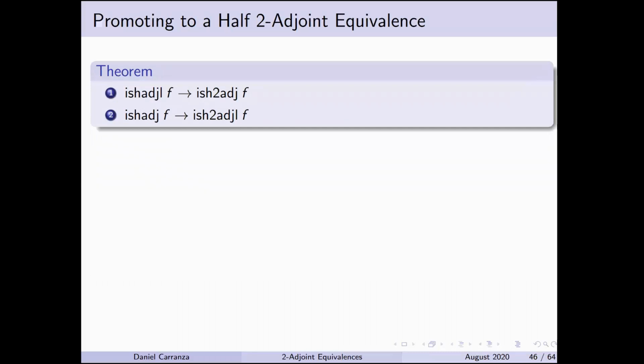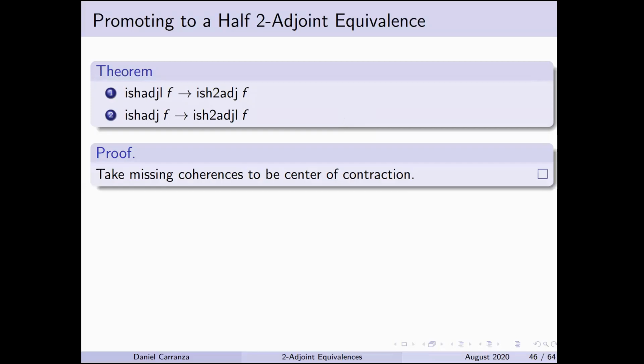So one thing that is immediately obvious if we have these two results is that we can promote a left half adjoint to a half two-adjoint, and we can promote a right half adjoint to a left half two-adjoint. And the way that we're going to do that is we're just going to take our missing coherences to be the center of contractions from before, right? In our left half adjoint, we have f, g, eta, epsilon, and theta. So in order to get a tau and a right swallowtail, we just need to take the center of contraction. And the same thing for our other adjoint equivalence.